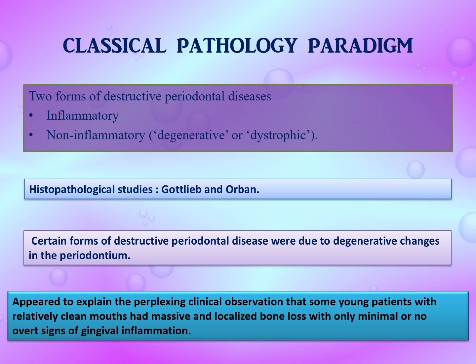He said that this cementopathia was thought to be initiated by the degeneration of the principal fibers of the periodontal ligament that eventually resulted in the detachment of the connective tissue from the tooth, followed by resorption of the alveolar bone. So certain forms of destructive periodontal diseases were due to degenerative changes in the periodontium, and it was later called periodontosis. This paradigm appeared to explain the perplexing clinical observation that some young patients with relatively clean mouths had massive and localized bone loss with only minimal or no overt signs of gingival inflammation.